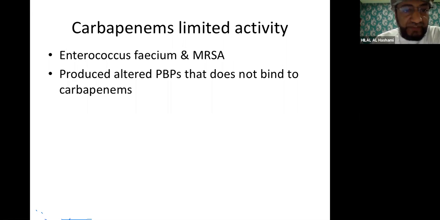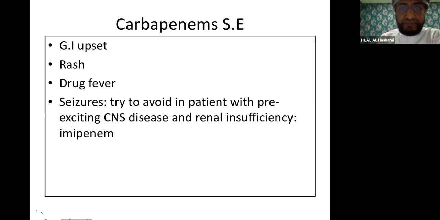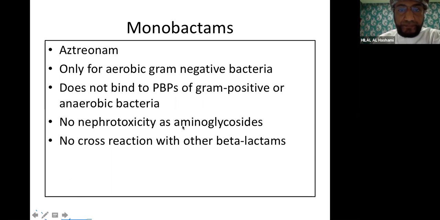Carbapenems have limited activity against Enterococcus faecium and MRSA. This is because they produce an altered penicillin binding protein that does not bind to the carbapenems. The side effects of the carbapenems include GI upset, rash, drug fever, and seizures with the use of imipenem. It's one of the factors that limit the clinical use of imipenem.